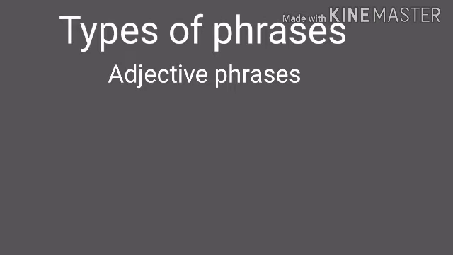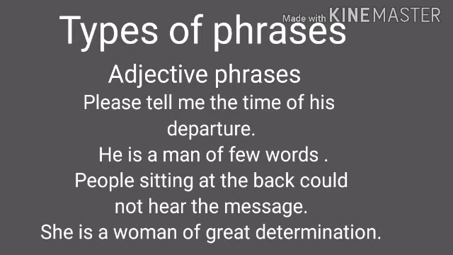Now, we will see the second type, that is adjective phrases. Before we start, who can tell me what you mean by an adjective? Yes, very good. A word that describes a noun is known as an adjective. Now look at these sentences. Please tell me the time of his departure. He is a man of few words. People sitting at the back could not hear the message. She is a woman of great determination.